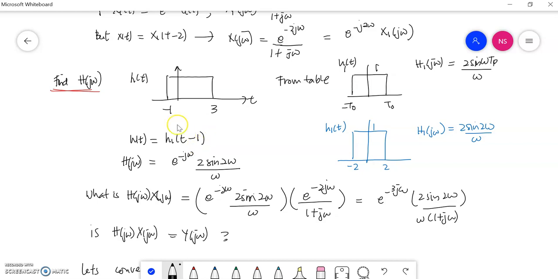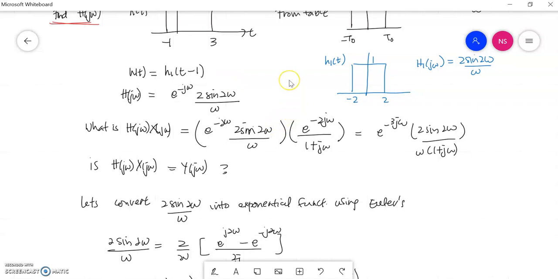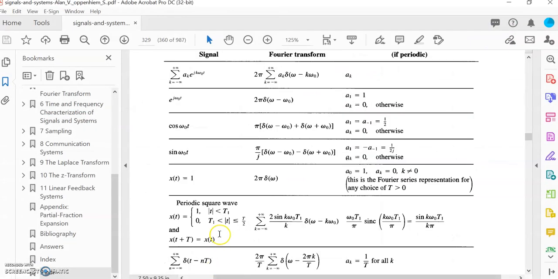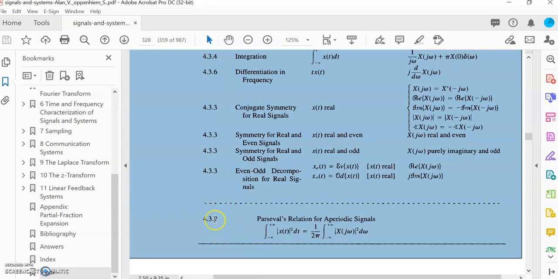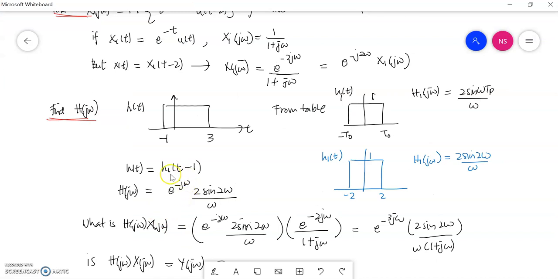Once we have this, we see that we can also use our Fourier transform properties to find what is our H(j omega). The H(j omega) becomes similar to just now. If you look back at the property table here for the time shifting, what is our t naught? We have it multiplied here with our X(j omega). So our t naught here is 1, and it's represented here multiplied by the H1(j omega), which is this.